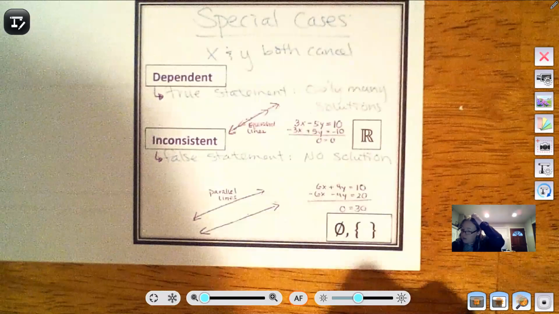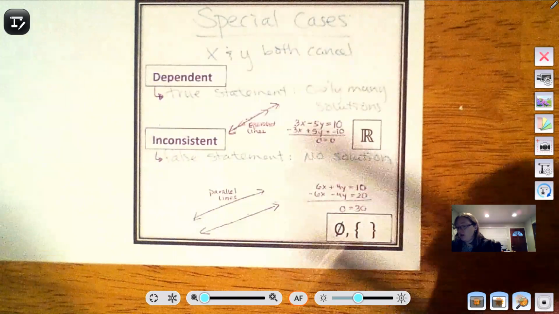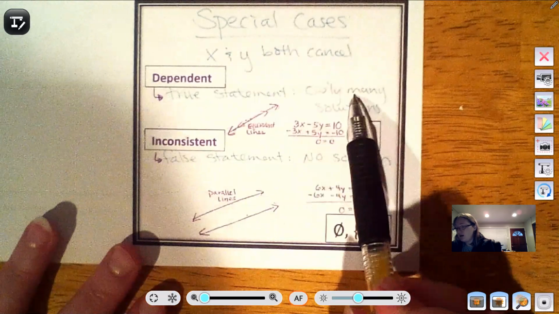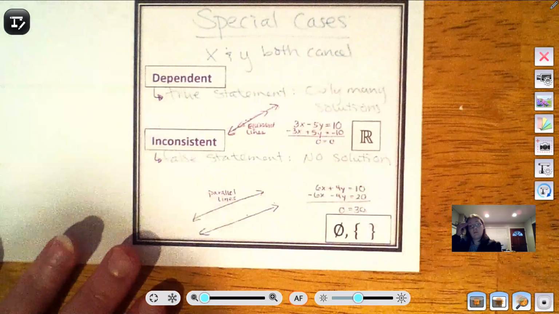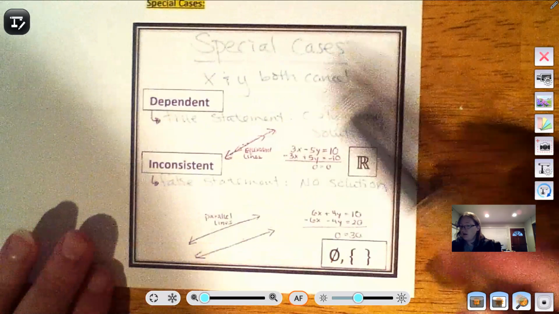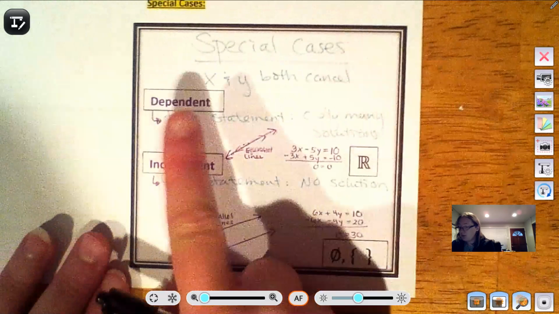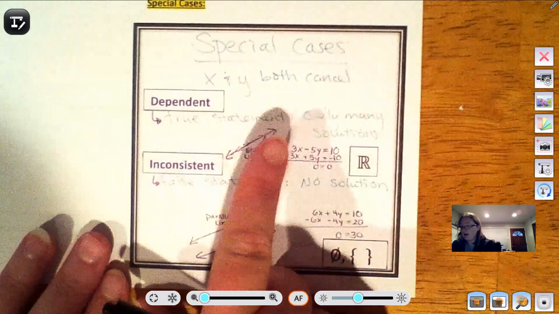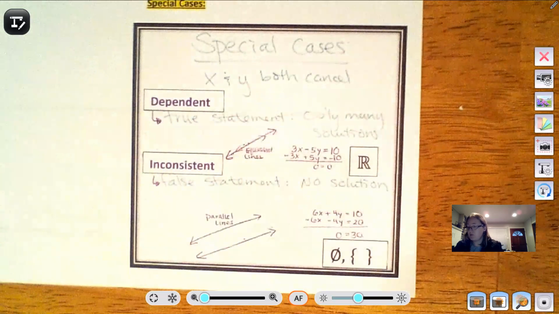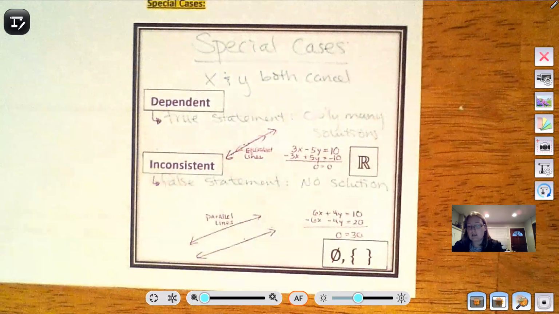And when you go to solve these algebraically, you either get a true statement, so that would be infinitely many solutions, or a false statement, and that would be no solution. So this is kind of my key in terms of the algebra of it, the graphic, and that's, again, when the x's and y's both cancel, you get the special cases.